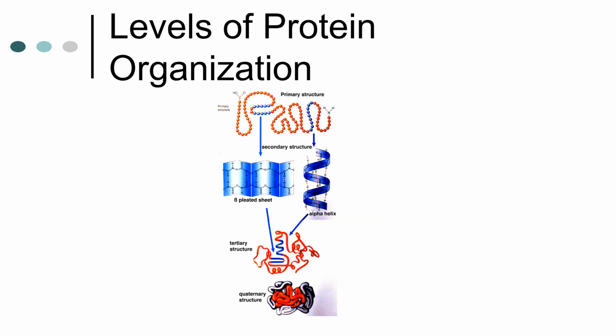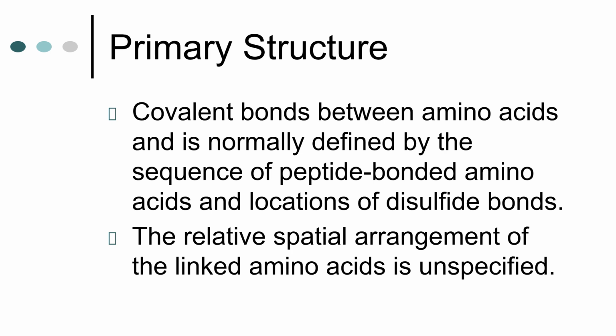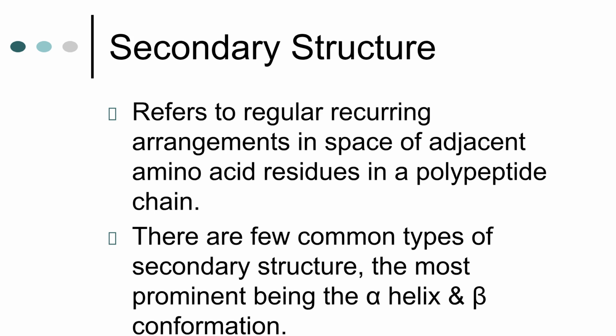This image illustrates the 4 levels of protein organization. The primary structure is the sequence of amino acids linked by covalent peptide bonds, including any disulfide bonds. This sequence defines the protein's identity. Secondary structure refers to regular, recurring arrangements of adjacent amino acid residues in space. The most common types are the alpha helix and the beta conformation.